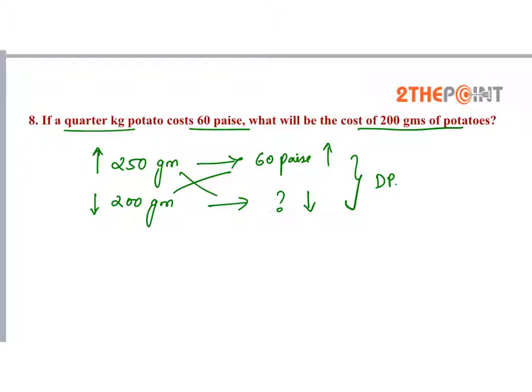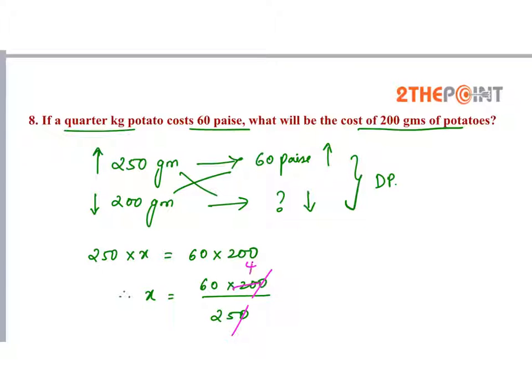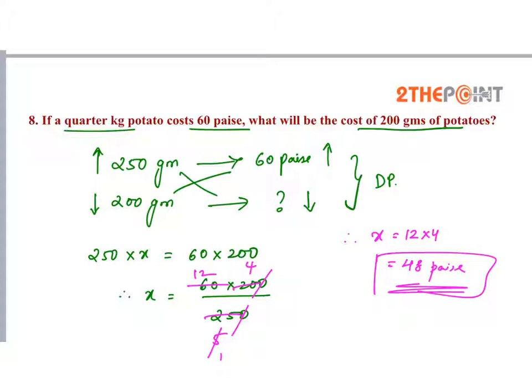So just cross multiply these two terms, we get 250 into x equals 60 into 200. Now solve for x. x equals 60 into 200 divided by 250. Zeros get cancelled, and 5 4s are 20, 5 5s are 25, and 5 1s are 5, 5 12s are 60, and therefore x equals 12 into 4. 12 4s are 48 paise is the cost of 200 grams of potatoes.